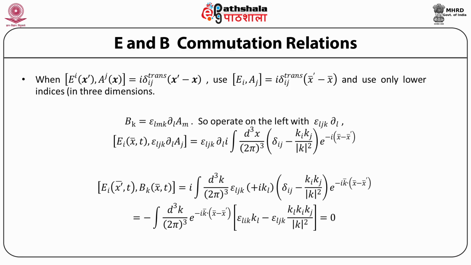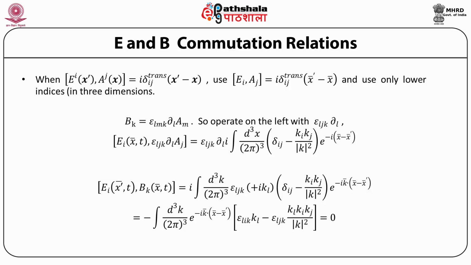B_k is given by ε_lmk ∂_l A_m. So operate on the left with ε_ijk ∂_i, you get the commutator between E_i(x,t) and ε_ijk ∂_l A_j, and this gives us ε_ijk ∂_l of i operating over the integral d³x by (2π)³ (δ_ij minus k_i k_j divided by k squared), the whole thing multiplied by exponential minus i k·(x − x′).